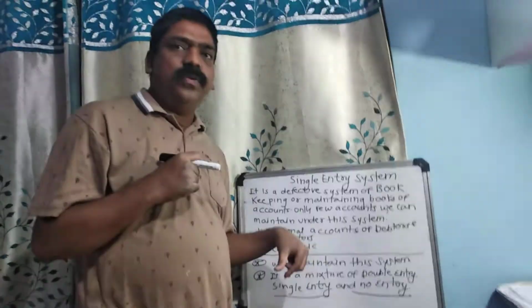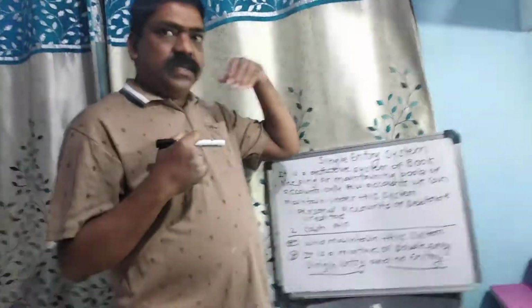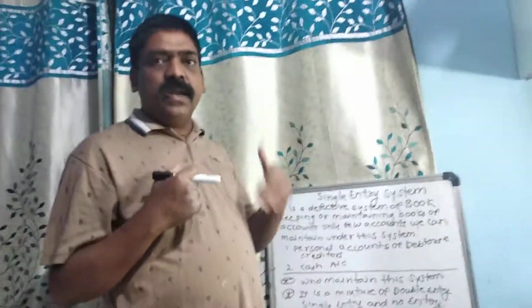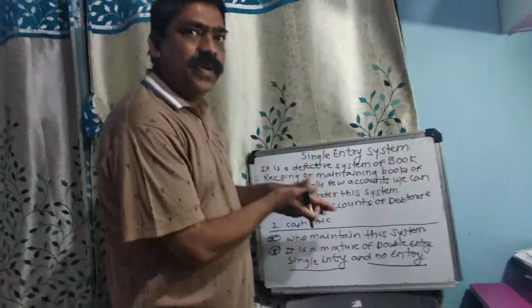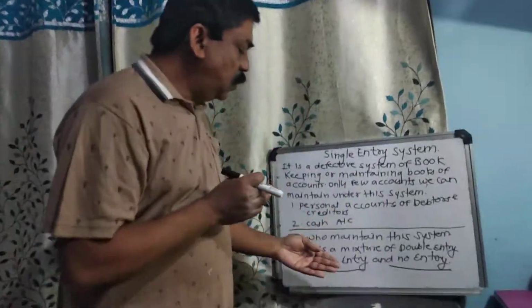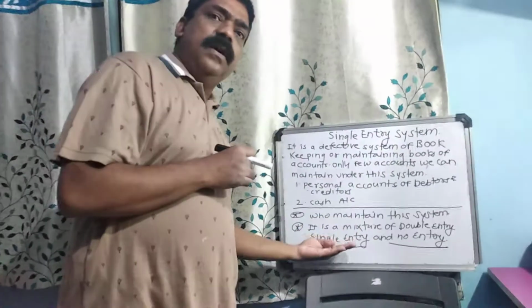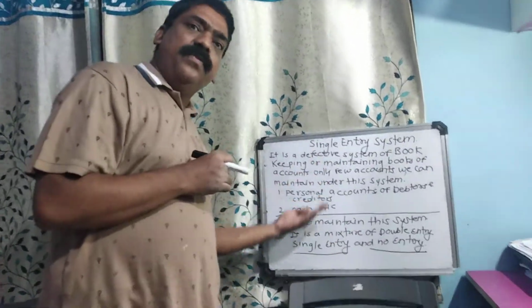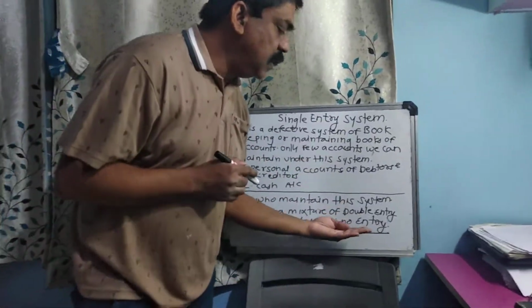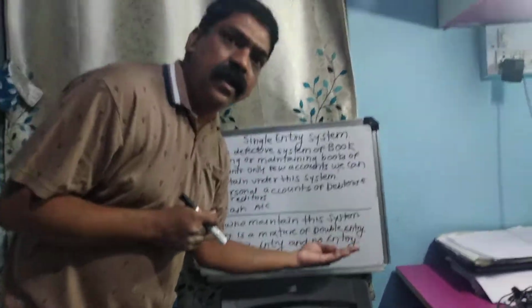And why should the cash account be credited? Because cash goes out. As per the real account, cash goes out. That's why the cash account should be credited. So for some transactions there is only a single effect. There is only one effect. And for some transactions there will be no effect under the single entry system.